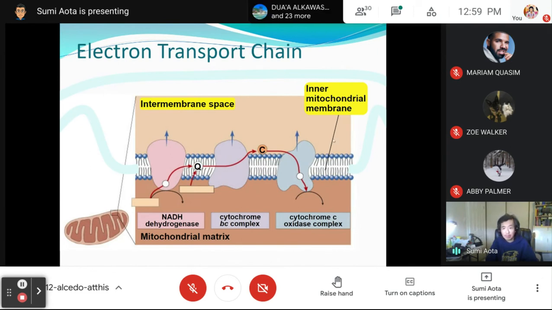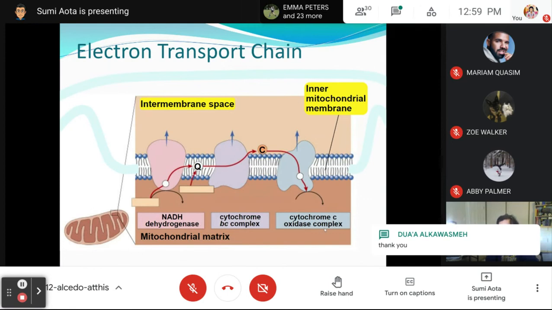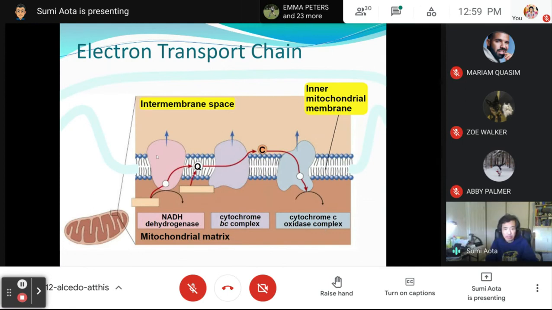And then we've blown up this section of the cristae. I don't care if you spell these right or not, but you should know this is NADH dehydrogenase, this is Q, this is BC complex, and this is C oxidase. So those names you should know.